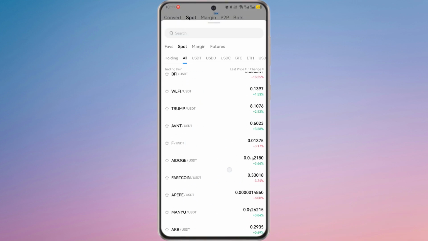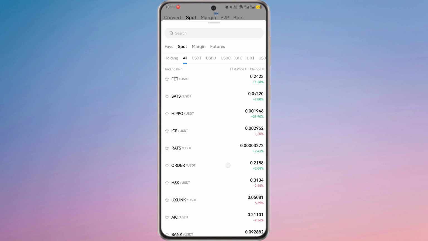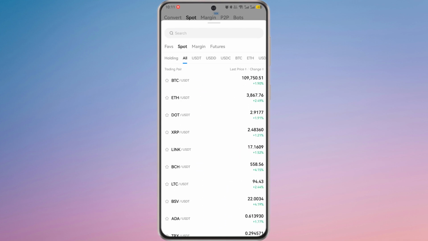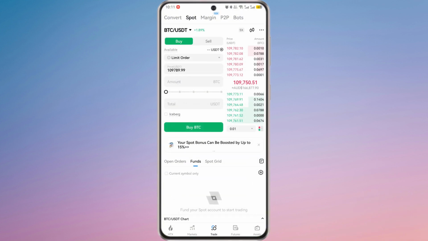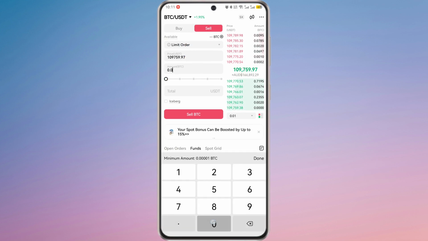Next, choose the trading pair you want to sell. For example, Bitcoin or USDT or Ethereum or USDT, depending on which crypto you want to convert into USDT or another currency. Once you have selected the pair, tap on the Sell tab at the top of the trade screen. Now enter the amount of crypto you want to sell.